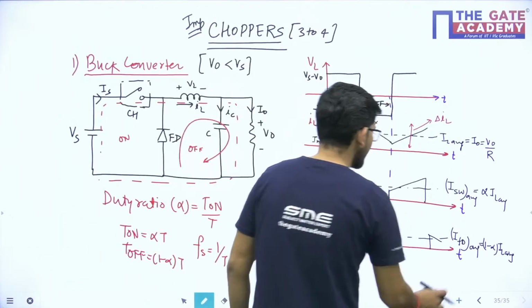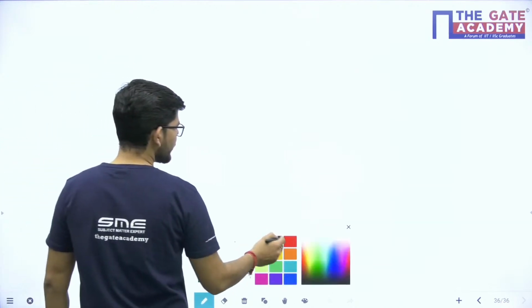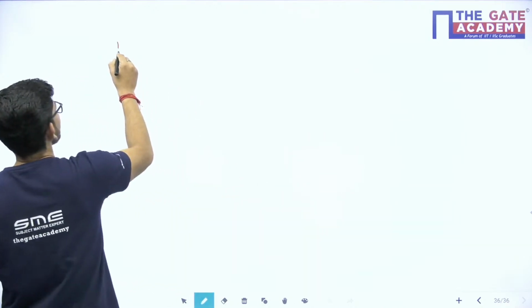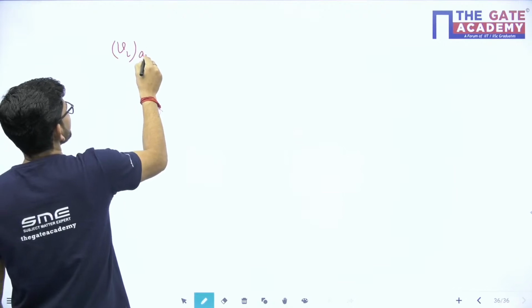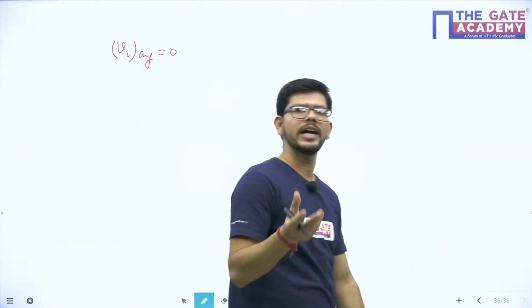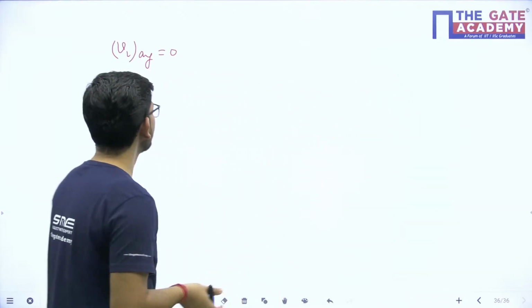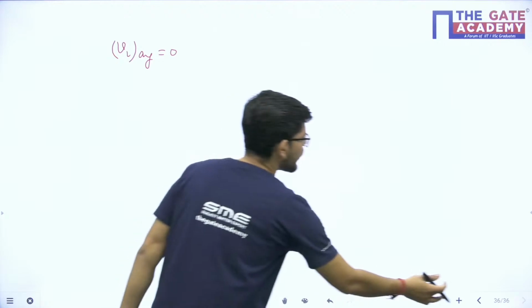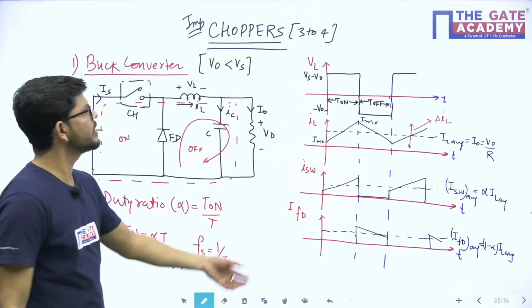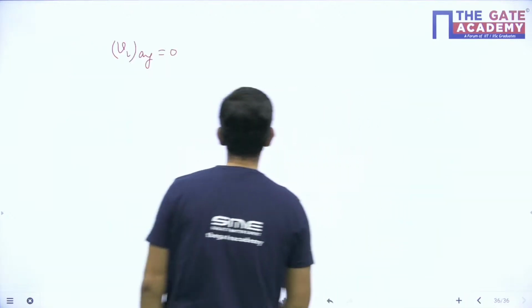Okay, so if I talk about what will be the VL average, tell me what will be the value of VL average. VL average will be equal to 0, because the inductor current is periodic, so the average voltage across the inductor will be 0. So if you take VL average equals to 0, or you equate the volt-time area, VL average means the volt-time area. If you calculate the volt-time area, what will it be?